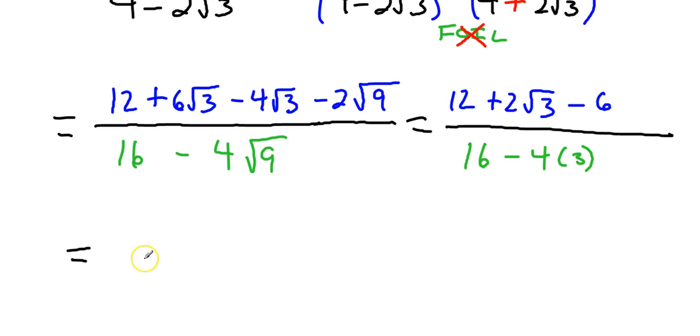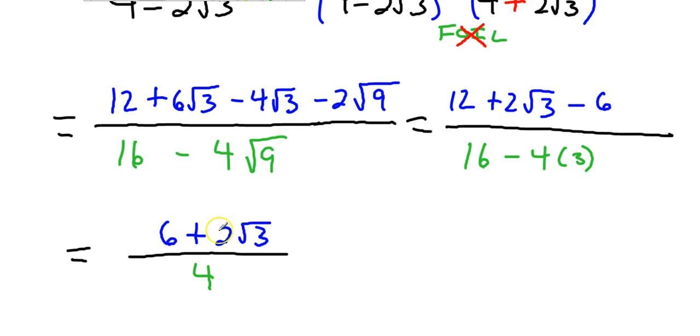So on the top part, you have 12 minus 6 for 6. Plus 2 square root of 3. The bottom part, you have 16 minus 12, which would be 4. And for me, that's where you would separate it in 2 parts. But again, they're kind of looking at it as one big fraction. So all the terms here, you can divide them all by 2.